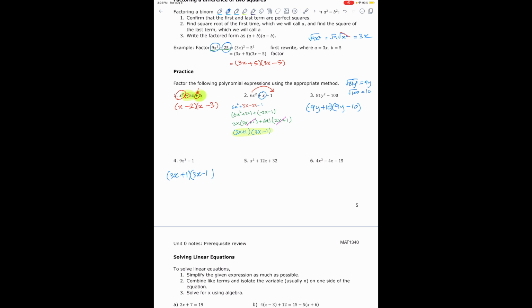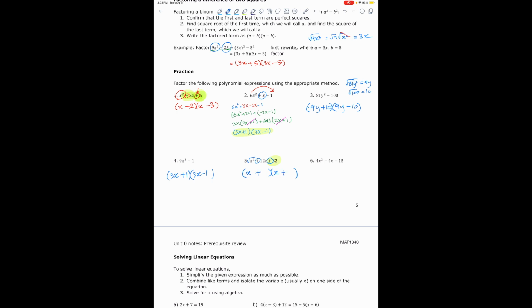Number 5. The leading coefficient is 1, so I will look for two numbers. Their product is 32, and their sum is 12. So that is 4 and 8, positive 4 and positive 8. So the factorization is going to look like this. The square root of the first term is x and x. And then the sign of the last term is positive, which means both signs in the binomial factors are the same, and both of them are positive. So here is a positive, here is a positive.